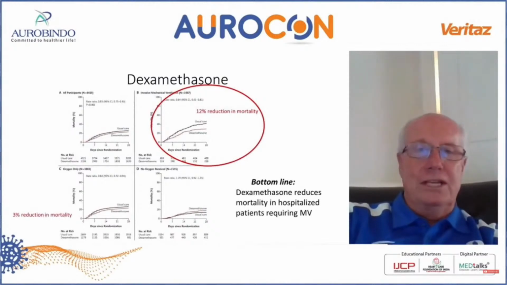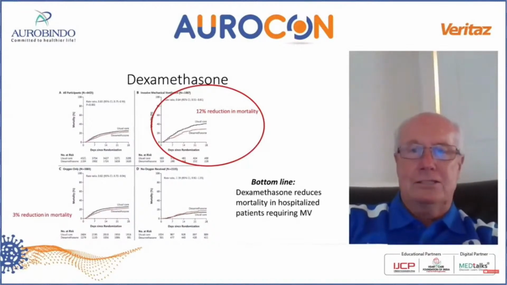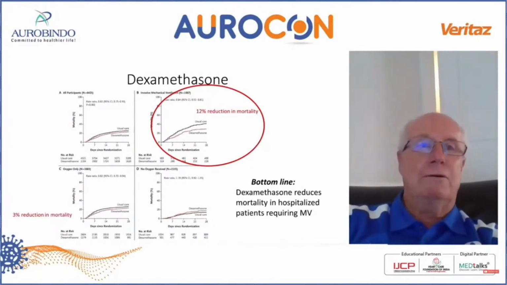And again, I want to emphasize the overall effect looked good. This is mortality being plotted over time. But I want to emphasize, again, the circled graphic in the upper right to illustrate that, in fact, it had its most prominent effect in patients who went on to require mechanical ventilation. So the bottom line, dexamethasone reduces mortality in hospitalized patients requiring mechanical ventilation. Next slide.